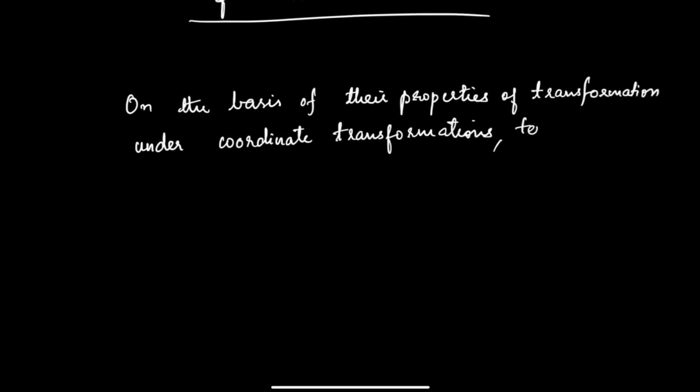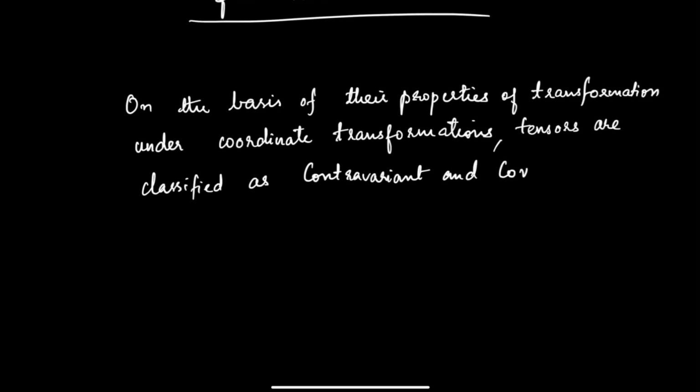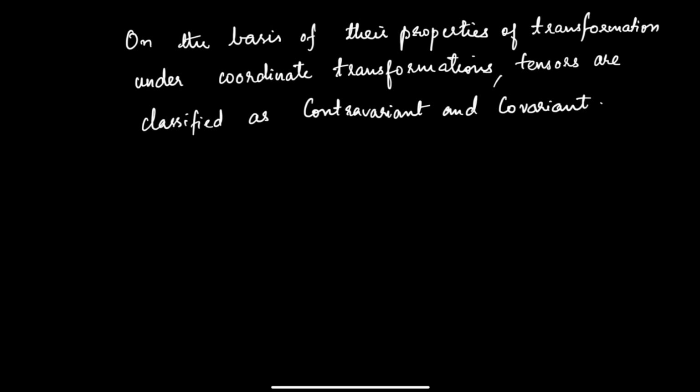Tensors are classified as contravariant and covariant. So first we will see contravariant tensors. So before going to tensors, I think it is easy to visualize from the vector point of view. Then you can always gradually extend it to the higher rank tensors. Okay. So since vectors are rank 1 tensors, we will start with vectors. So I will start with contravariant vectors.